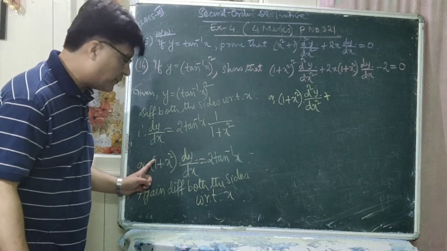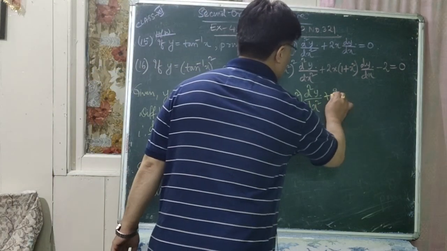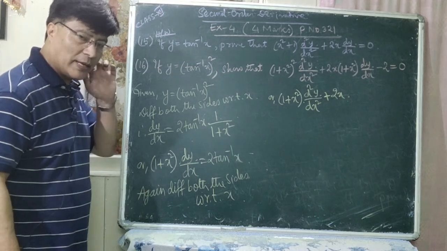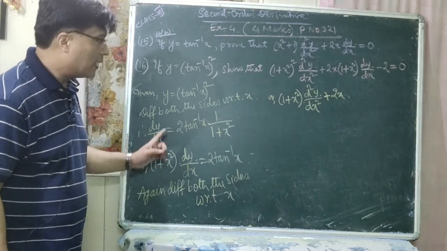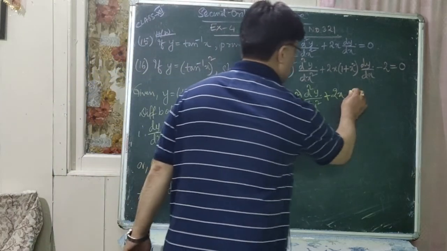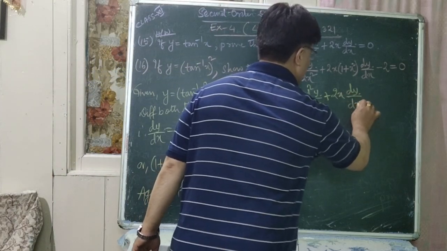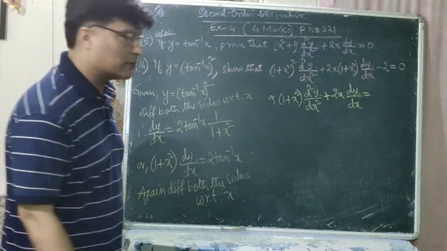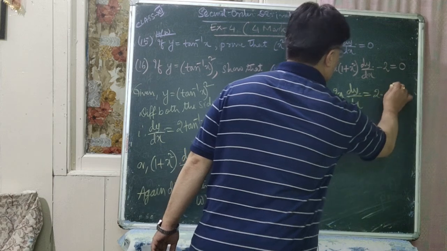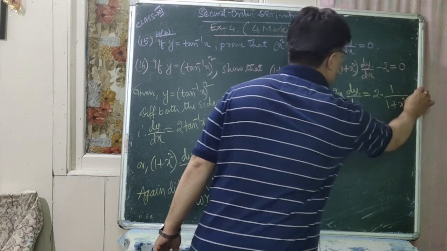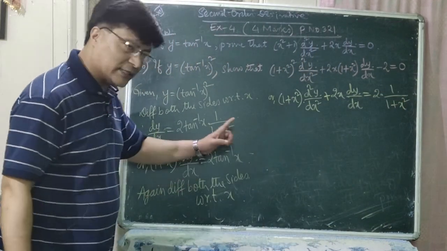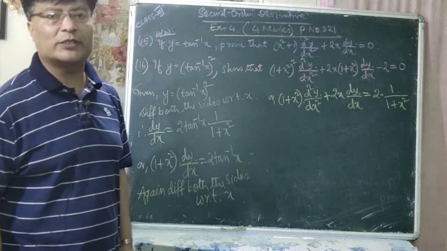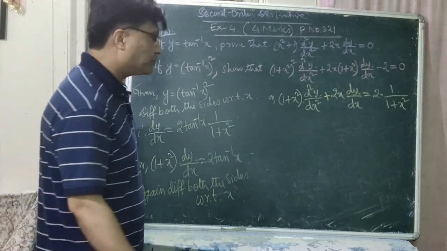What is the differentiation of 1 plus x square? This is only 2x, because differentiation of 1 with respect to x is 0, and for x square it is 2x, and dy by dx is kept as it is, which is equal to, now differentiate right hand side. What is the differentiation of the right hand side? It is 2 into 1 upon 1 plus x square. That is, 2 is kept as it is because 2 is constant. Now differentiate tan inverse x with respect to x, which is 1 upon 1 plus x square.